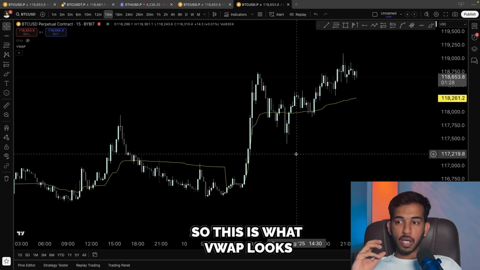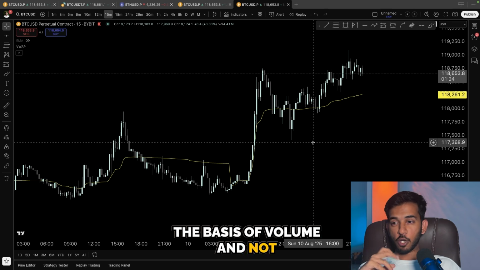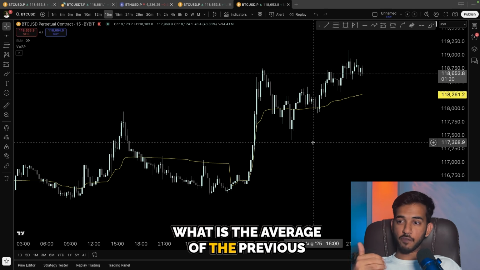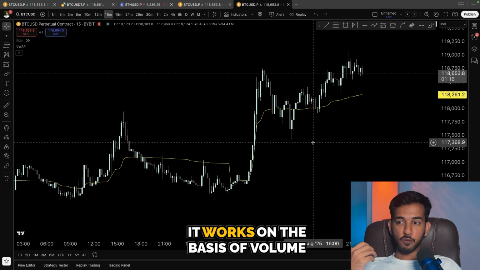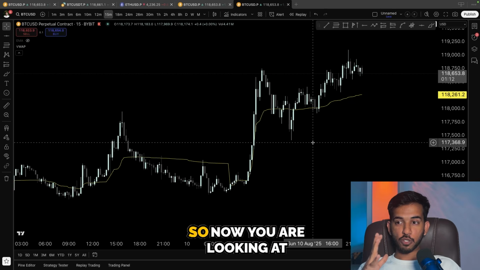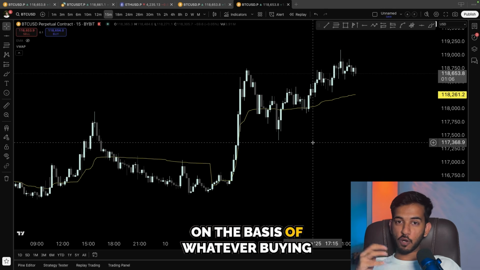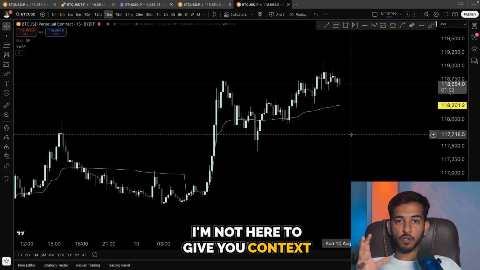All right, so this is what VWAP looks like. It works on the basis of volume and not on the basis of price. And it's not that it takes the average of the previous 5 candles, 10 candles or 20 candles. That is not how it works. It works on the basis of volume, which is averaged out. So now you're looking at a price which is the true value as of now on the basis of whatever buying and selling has been happening in the market. But again, I'm not here to give you context about VWAP.